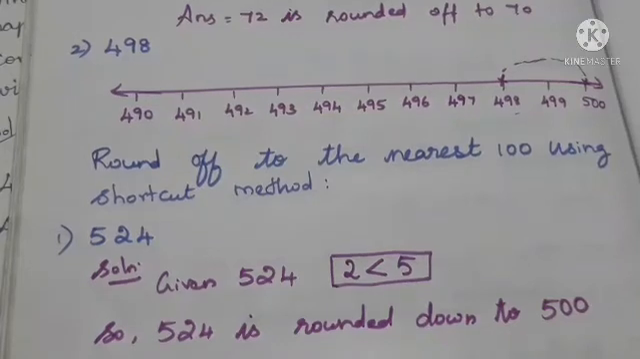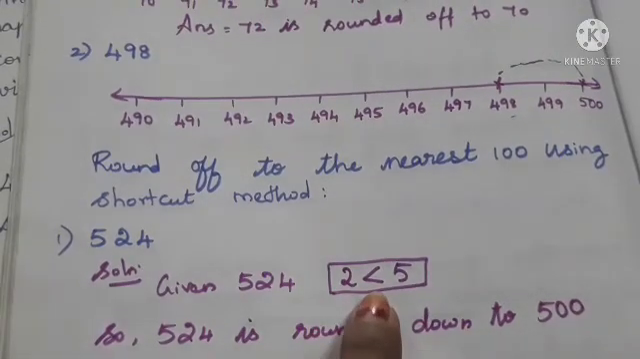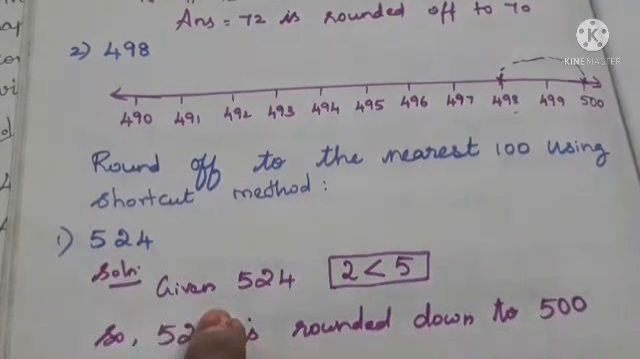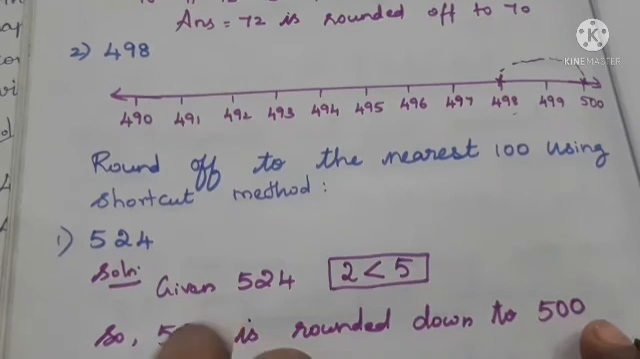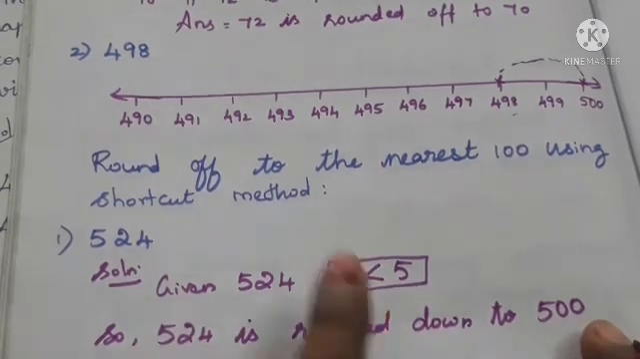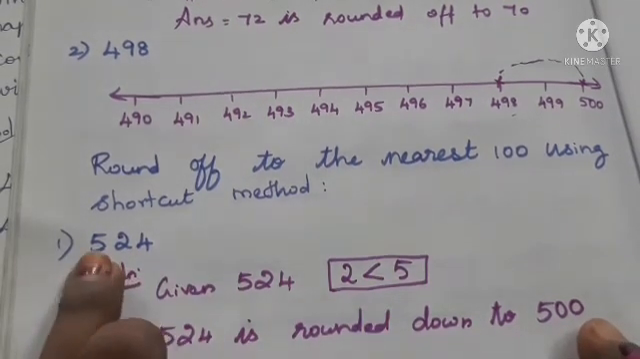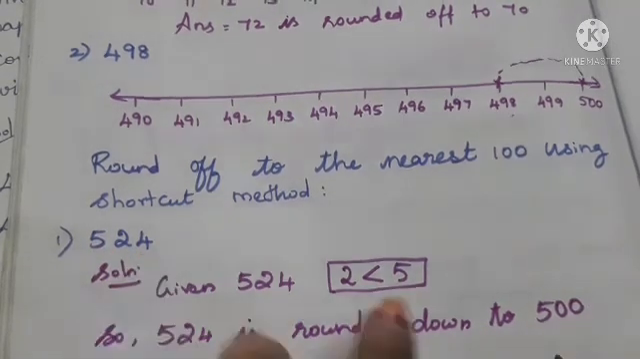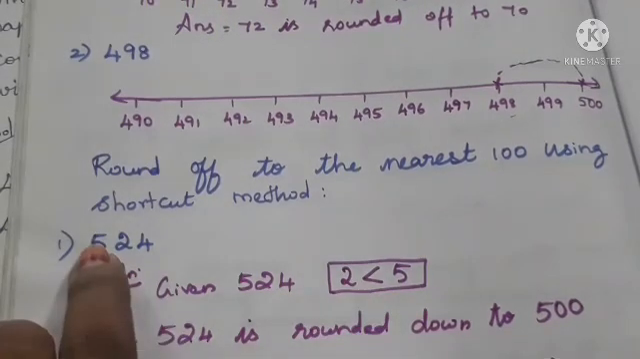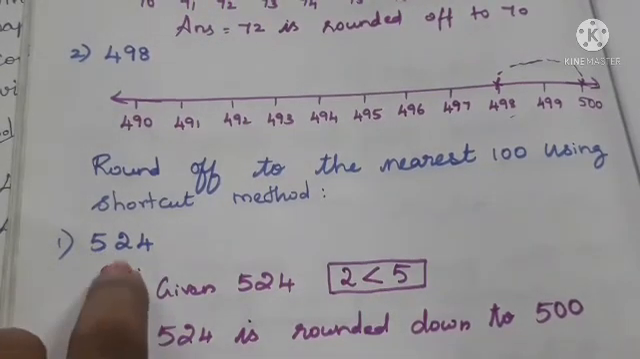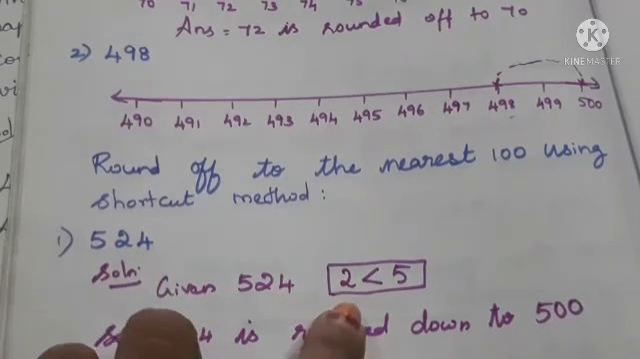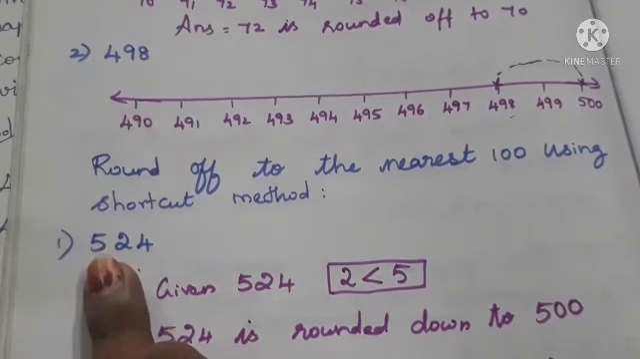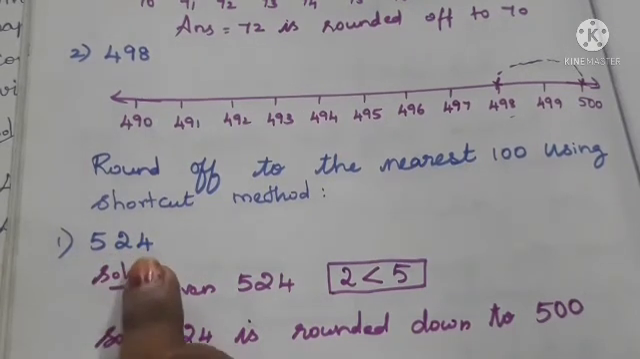500. Okay, if it is less than 5, we write the hundreds place as it is and write zeros in the tens and ones places. If it is greater than 5, we add 1 to the hundreds place and write zeros in the tens and ones places. Understood? If it is less than 5, write the hundreds place as it is and place zeros for tens and ones. If the digit is greater than 5, we add 1 to the hundreds place and write zeros in the tens and ones places.